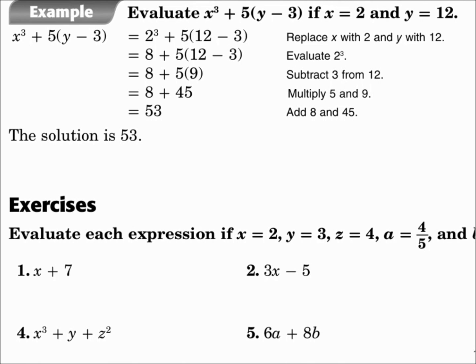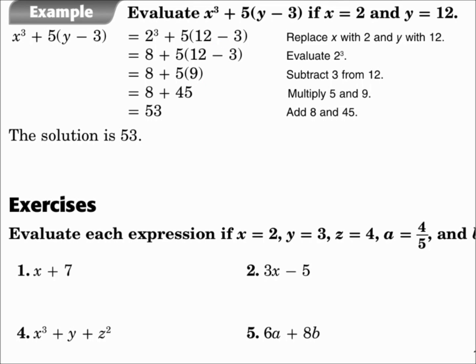Evaluate x cubed plus 5 times the quantity y minus 3 if x equals 2 and y equals 12. First, substitute x with 2 and y with 12. Notice the x is now a 2 and the y is now a 12. Then follow the order of operations. I would have done 12 minus 3 first, making it a 9.